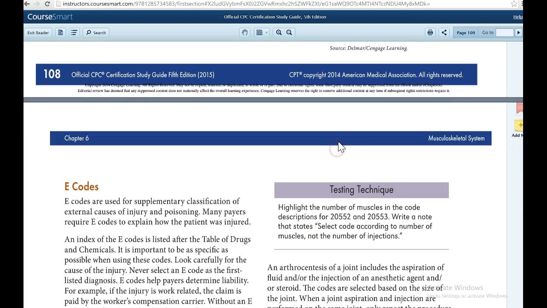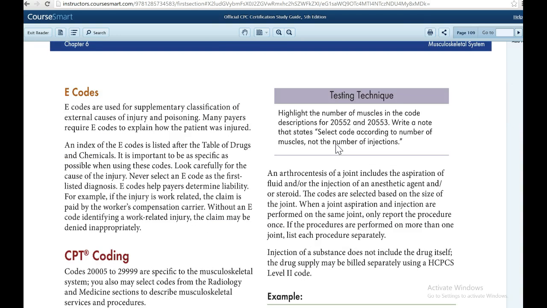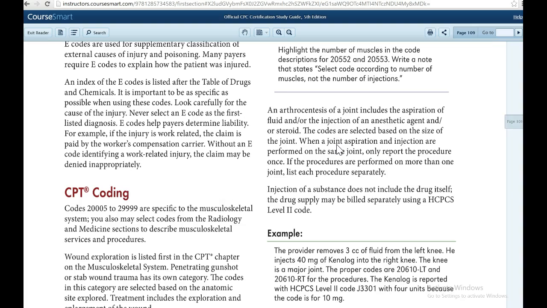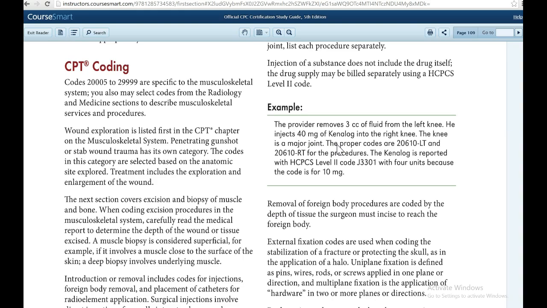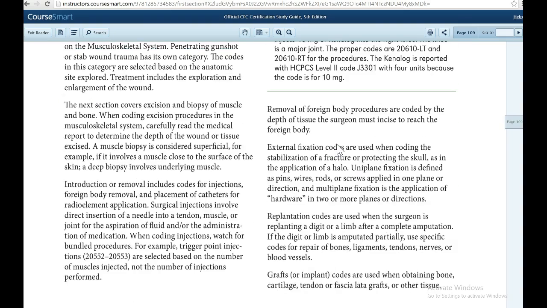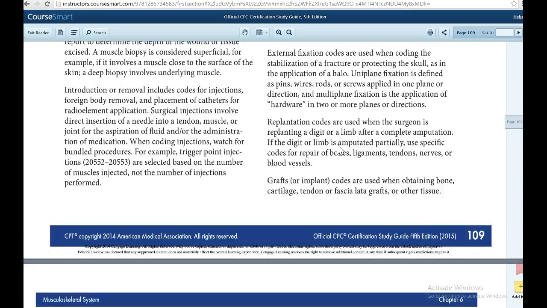E-codes, you all. Now you remember insurance companies, when you do have 800 codes on your list, they want to know what happened. The E code is what tells what has happened to that patient. So they want you to explain to them what has happened. Make sure you go back and look over this stuff, y'all.